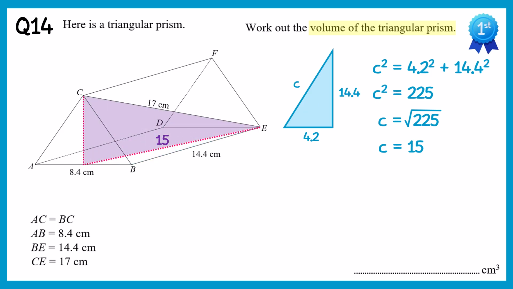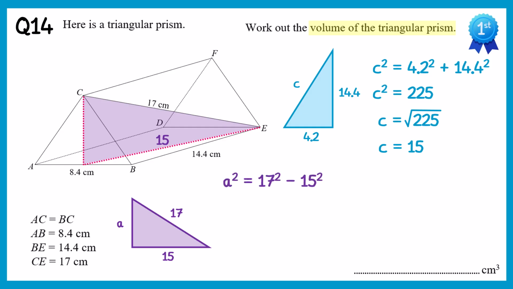Now if we look at this triangle here, it's also a right-angled triangle. It looks like this. The hypotenuse is 17 and the base is 15. Since we know two of the sides, we can use Pythagoras a second time to work out this side, which we'll call A.